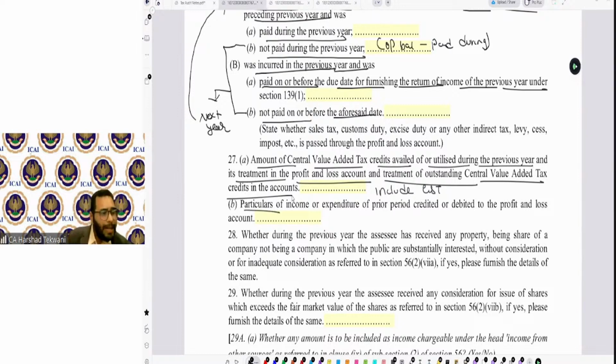Then particulars of income or expenditure of prior period credited or debited to profit and loss account. So prior period items basically are required to be reported over here.